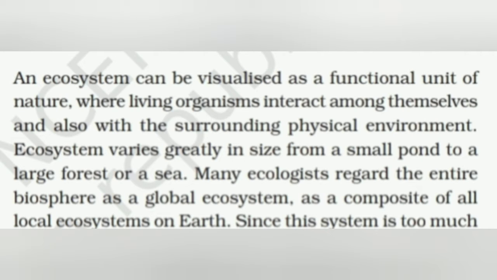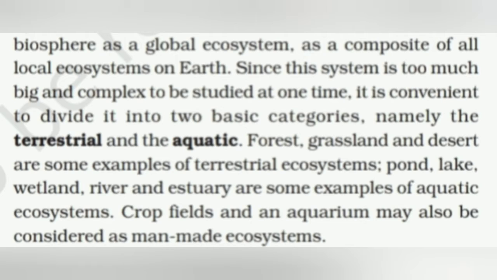An ecosystem can be visualized as a functional unit of nature where living organisms interact among themselves and also with the surrounding physical environment. So ecosystem is the unit which comprises the living organisms and their interaction among themselves as well as with the surrounding. Ecosystems vary greatly in size from a small pond to a large forest or a sea. Many ecologists regard the entire biosphere as a global ecosystem, as a composite of all local ecosystems on Earth.